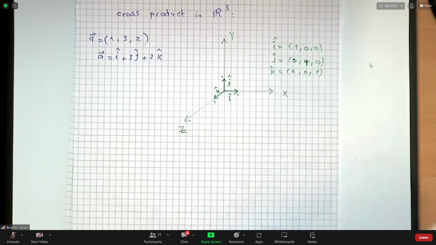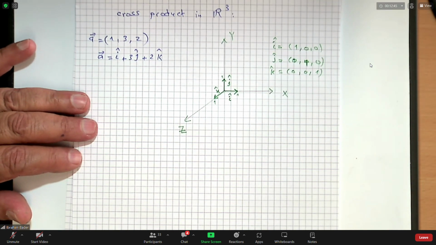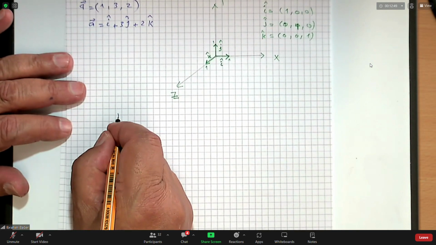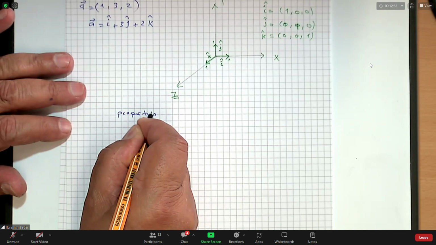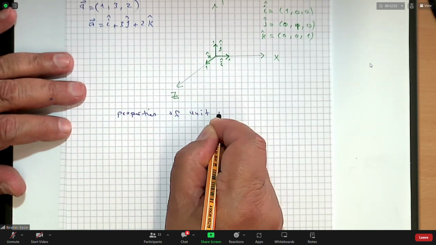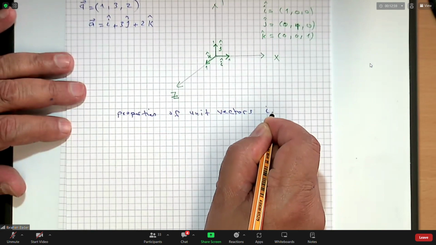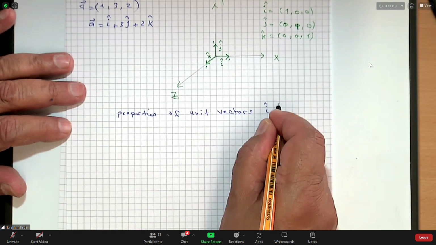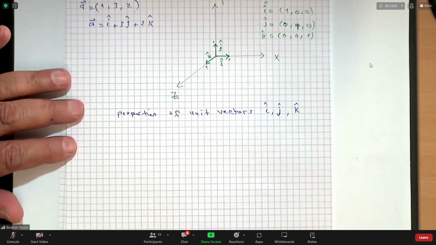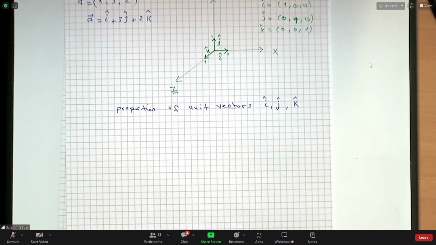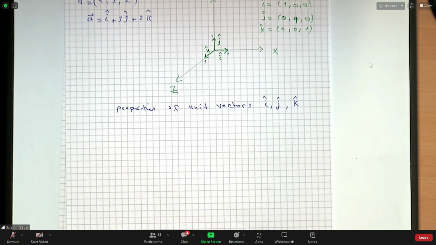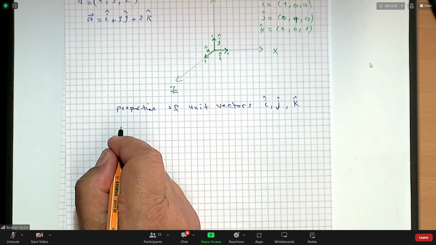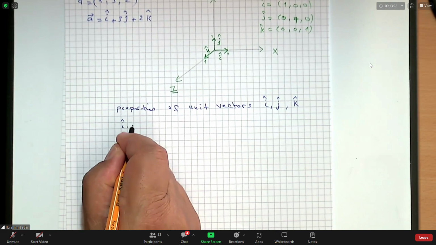Okay, now let's see some nice properties of these unit vectors I, J, and K. Obviously, if I have any two vectors and I multiply them as a dot product, I dot I, what do I get?